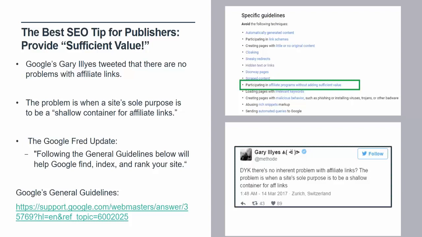Now, I should say, they don't give away anything, and I'm sure they are held to very stringent standards in the things that they can say versus what they cannot. But look what Gary Illyes did tweet last year. This came from March 14th, so nearly a year ago. He wrote, "Did you know there's no inherent problem with affiliate links? The problem's when a site's sole purpose is to be a shallow container for affiliate links." So that's straight from their mouth. That's what Google feels about an affiliate or a publisher link that is monetized.